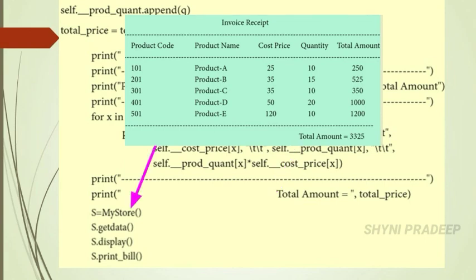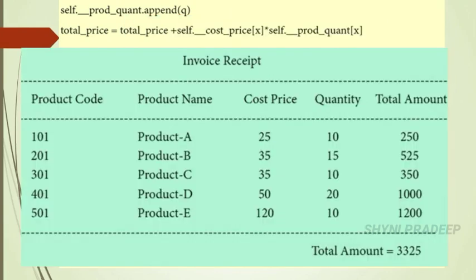So s is the object, Store is the class name, s dot get data means calling the get data function for execution, and s dot display means calling the display function for execution, and next calling the print bill function for execution, okay. See here, invoice receipt, product code, product name, cost price, quantity, total amount. How will you calculate total amount? Cost price into quantity, okay.